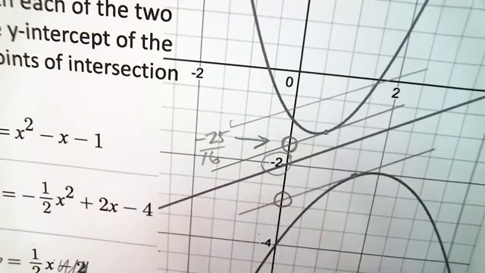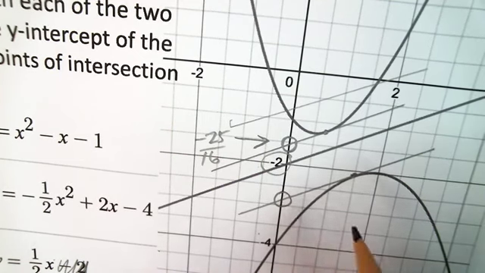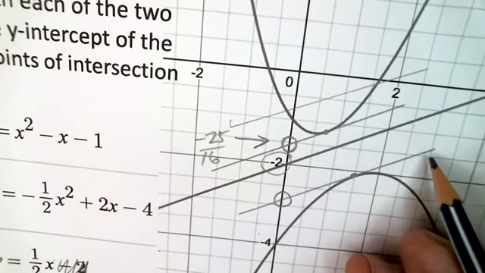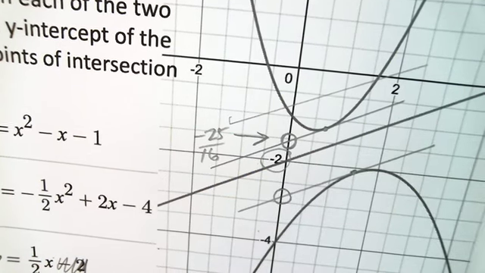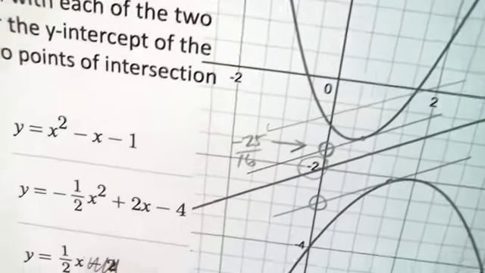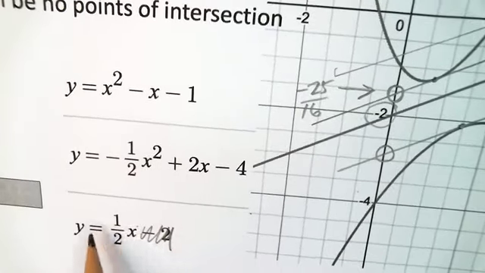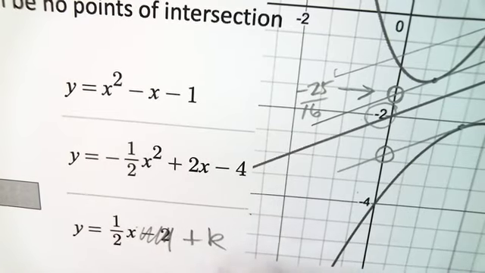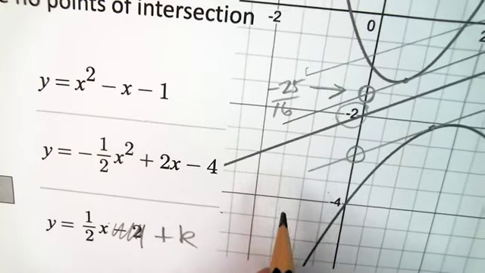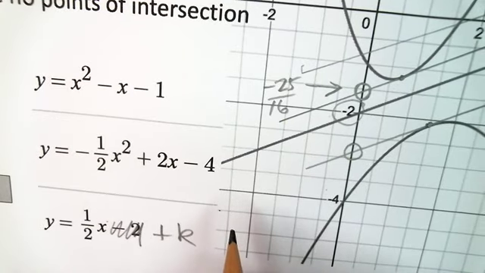Now let's find the y-intercept for this here, where we've got that line with a gradient of 1/2 intersecting with this parabola at only one point. And let's find out what that would be. So I'm going to write out this equation with a plus k on the end, because we don't know the intercept. We're going to let the equation play out and see if it can suggest something for us.